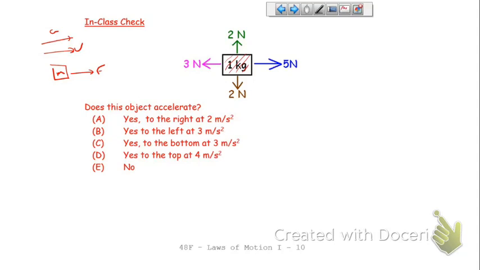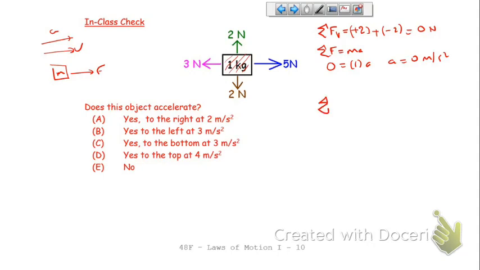Does this object accelerate? Well, divide it into vertical and horizontal. The sum of the forces vertically equals +2, because that's upwards, plus -2, because that's downwards, and that equals 0 newtons. If F equals ma, 0 equals 1 times a, so a must equal 0 meters per second squared. So it's not accelerating vertically. You can kind of see that, can't you? They balance each other. I'm being a little bit pedantic in this.